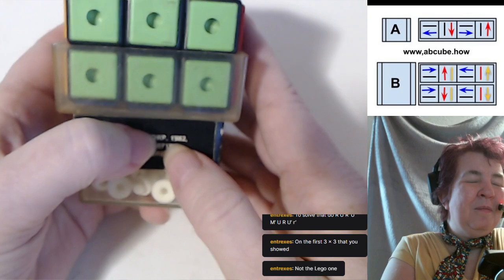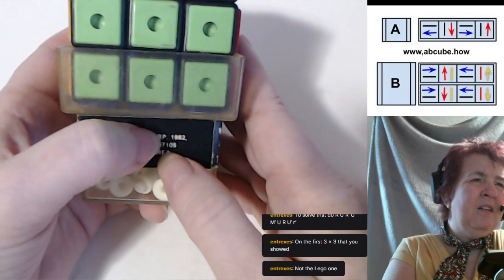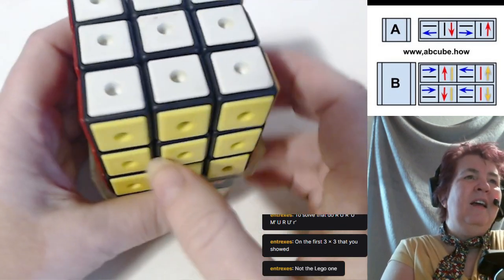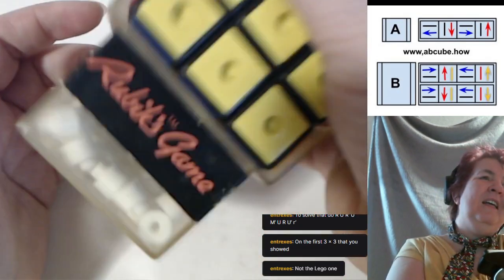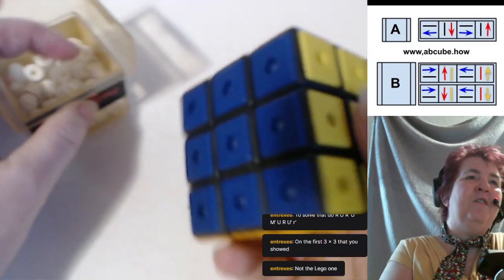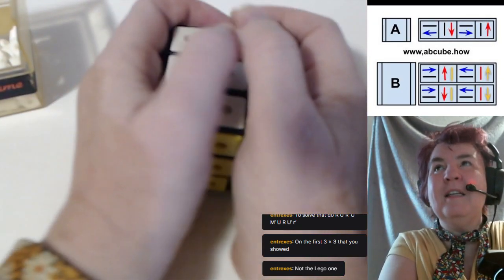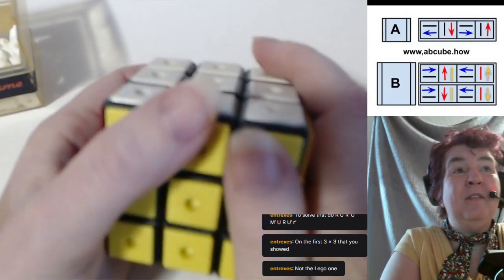This was from 1982. I think you can correct that. There, 1982. And you separate the cube from its tray. These are pegs you put in it for however you played the game. I've never played the game. But here's an example of the cubes from the 80s.